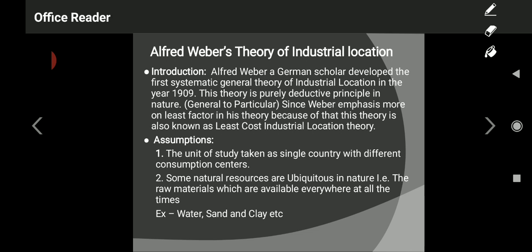There are some resources which are not available all the times, in all the places. I hope you understood my explanation. Ubiquitous means the materials which are available everywhere at all the times. Look at the example. You need water for your business, sand, clay, air, sunshine. These are the resources which are available everywhere at all the times. But you need these resources for your business too. Okay, I hope you understood.